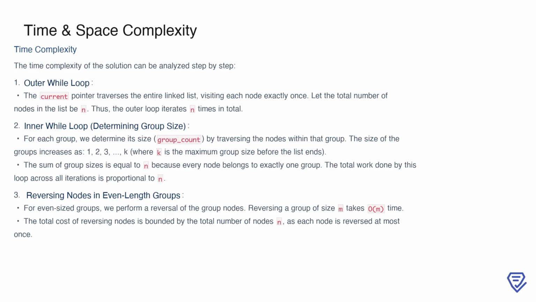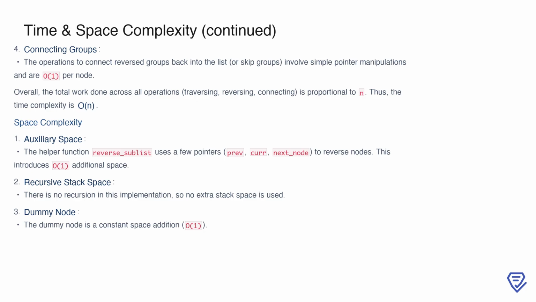Finally, for even length groups, we reverse the nodes. Reversing a group of size m takes m time, and since each node is reversed at most once, the total cost of all reversals is also proportional to n. Now, let's consider the operations involved in connecting groups back into the list. For each node, these operations are simple pointer manipulations, which take constant time, or O(1). When we combine all these steps, traversing, reversing, and connecting, the total work done is proportional to the total number of nodes, n. Therefore, the overall time complexity of the algorithm is O(n).